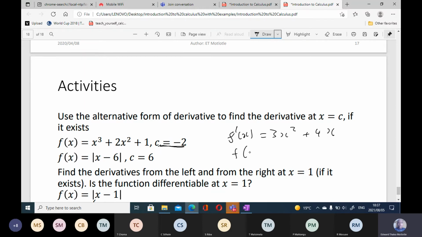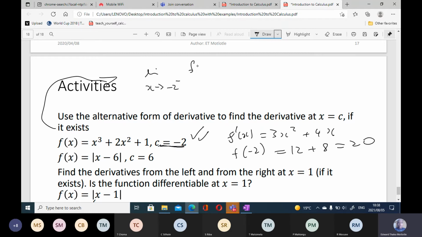Now substituting minus 2, you can see that this will be 4 times 3 is 12, 12 plus 8. So this is equal to 20. So for this one, you can clearly see that the derivative exists at c. Now, if we use that form that they asked us to use, the limit as x approaches minus 2 from the negative side of f(x) must be equal to the limit as x approaches minus 2 from the positive side of f(x). So we can clearly do that.